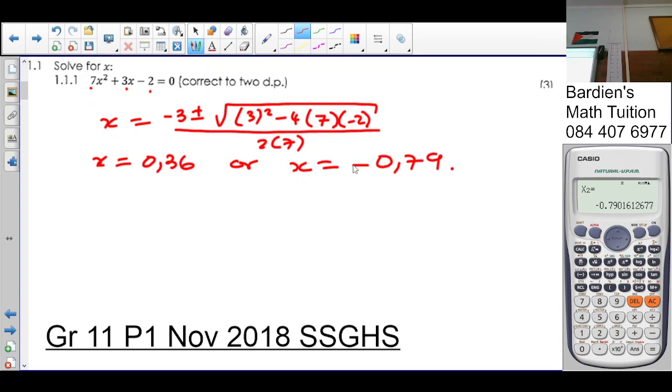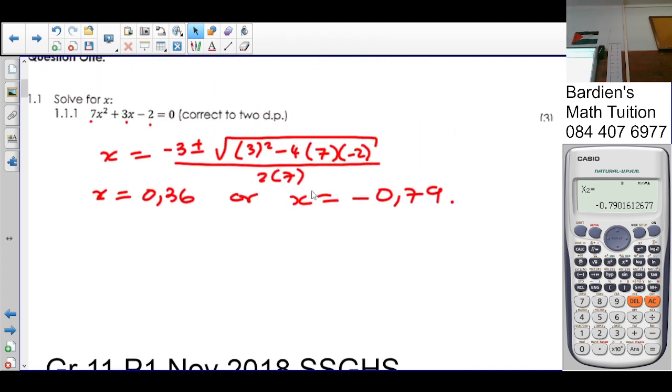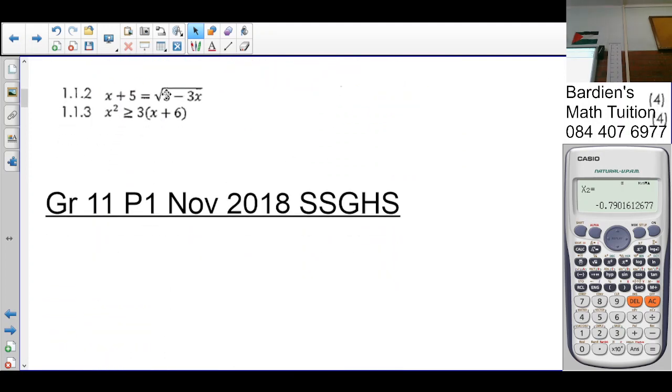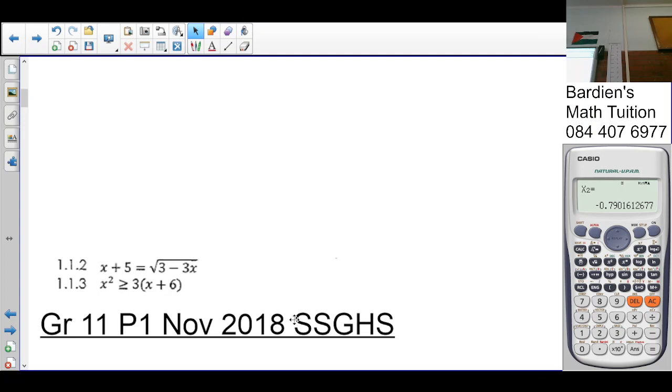Okay. Now, this is the point at which you must show your substitution into your quadratic formula. If you don't show this step and you go straight into the answer, you're going to lose 2 marks. So watch out for this question here. And for those of you using the silver calculator, make sure you're showing the substitution in as well. Otherwise, you will lose that mark.